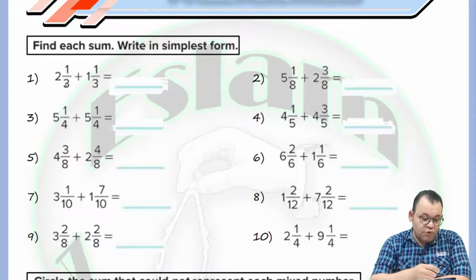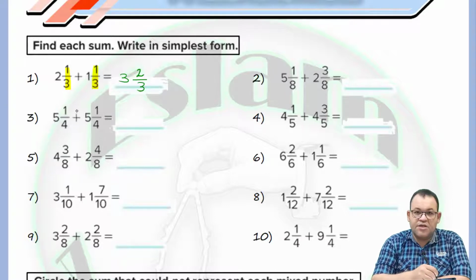So all we have to do is add. 2 plus 1 will be equal to 3. And we have 1 over 3 and 1 over 3. The two fractions now have the same denominator, so just write the same denominator without any change, and add 1 plus 1 equals 2. So the answer now is 3 and 2 over 3.